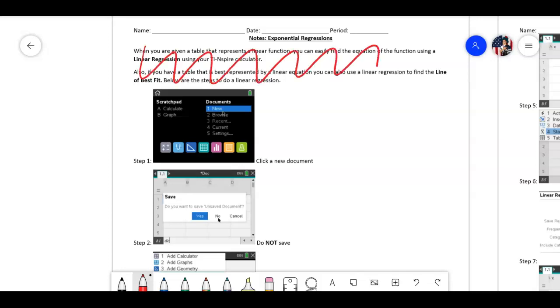This top part has to do with linear. That's not what we're doing right now, okay? So again, you can kind of squiggle out that top part. You don't really need it. But if I gave you an exponential table, these are your steps.